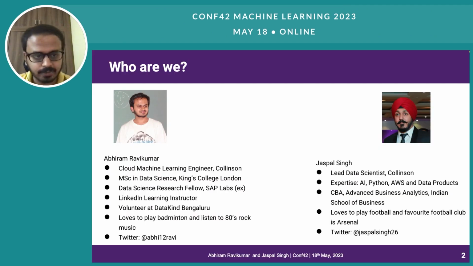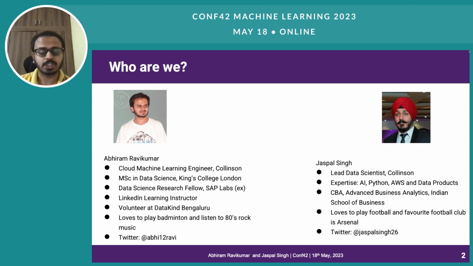So a little bit about ourselves. I work as a machine learning engineer at Collinson and hold a master's in data science from King's College, London. Previously, I was working as a research fellow at SAP Labs in Bangalore. Additionally, I also have published courses on LinkedIn Learning as an instructor on Rust programming, and it has over 40,000 participants. I love to volunteer at DataKind Bangalore on nonprofit products and projects, and also play badminton and love to listen to 80s rock music in my free time.